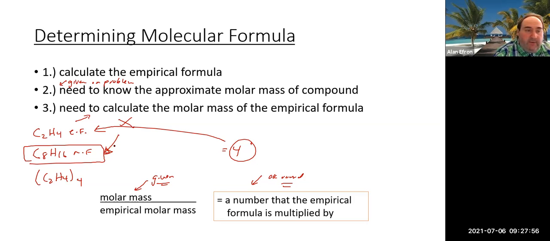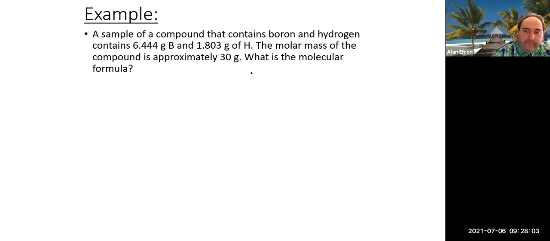So let's take a look at one here to sort of finish up, to see how this works. So in this case, we have a sample of a compound that contains basically boron and hydrogen. 6.44 grams of boron, 1.803 grams of hydrogen. The molar mass of the compound is about 30 grams. What is the molecular formula?